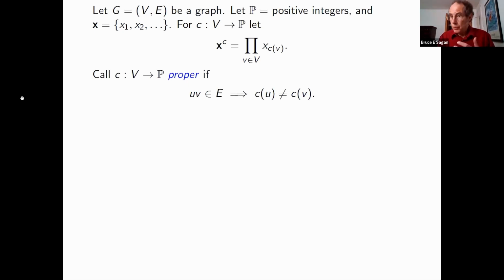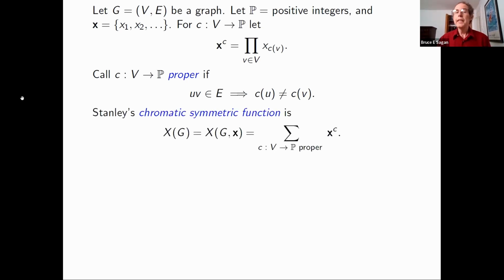And of course, we're primarily interested in what are called proper colorings. That is the coloring such that if I have an edge from U to V, then its endpoints have different colors. So then Stanley's chromatic symmetric function, X of G, or if I want to be more precise, X of G boldface X, is just the generating function for all proper colorings. Just sum all these monomials over all possible proper colorings.